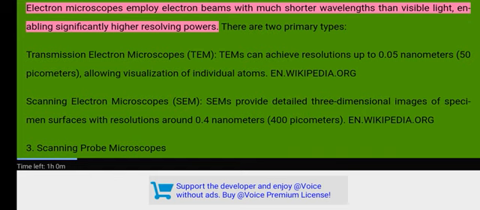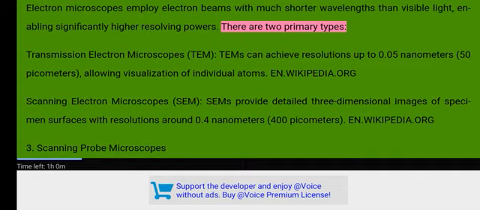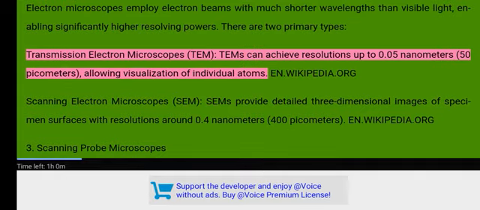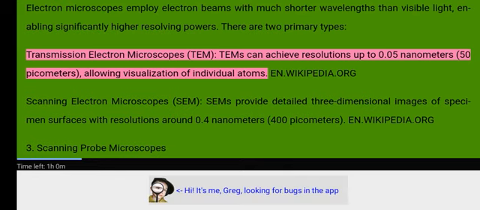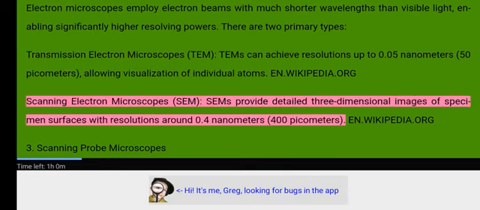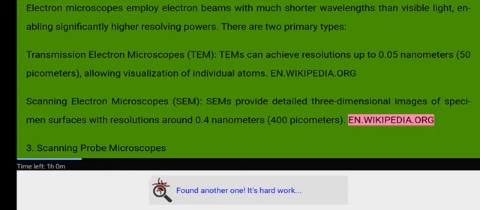2. Electron microscopes. Electron microscopes employ electron beams with much shorter wavelengths than visible light, enabling significantly higher resolving powers. There are 2 primary types. Transmission electron microscopes (TEMs) can achieve resolutions up to 0.05 nanometers, 50 picometers, allowing visualization of individual atoms. Scanning electron microscopes (SEMs) provide detailed 3-dimensional images of specimen surfaces with resolutions around 0.4 nanometers, 400 picometers.